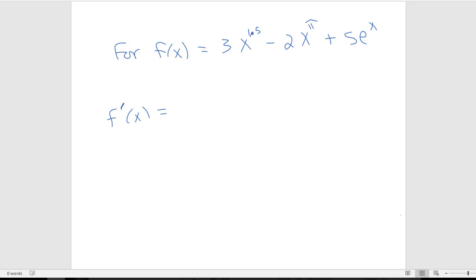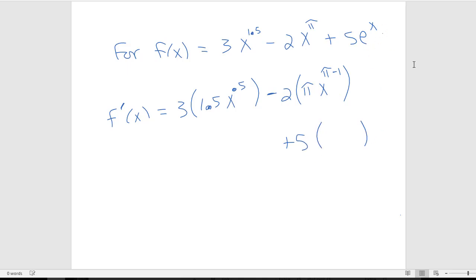So when I differentiate this first term, I'm going to pull the 3 off, and then I'm going to differentiate x to the 1.5. I don't think I gave myself enough room there. So I'm going to bring the power down, and then I'm going to subtract 1. 1.5 minus 1 would be 0.5. And then I'm going to pull the constant out. I'm going to take x to the pi, bring the power down and then subtract 1. I'm running out of room on my digital paper. So this last term, I'm going to bring the constant 5 out. And what is the derivative of e to the x? We just said that that is e to the x. So there is my derivative.